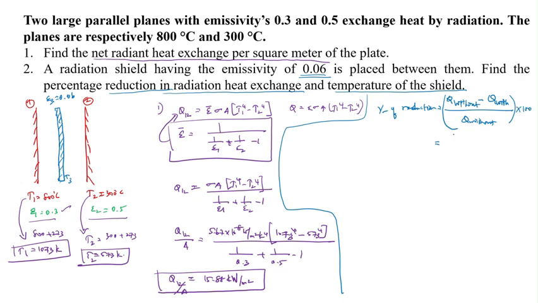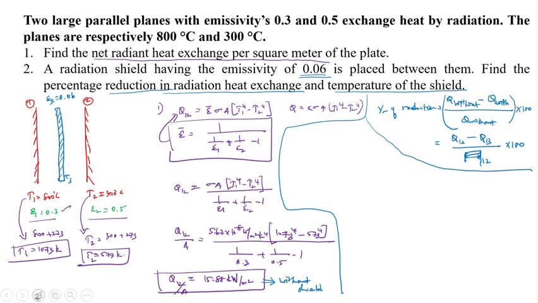Similarly, it can be written as Q without shield, which is Q12 in this case, because there is no shield, minus Q with shield. With shield means heat is transferred from 1 to 3, so that is Q123, divided by Q12, into 100. So Q12 into 100. For that we are going to find Q12 and Q123.